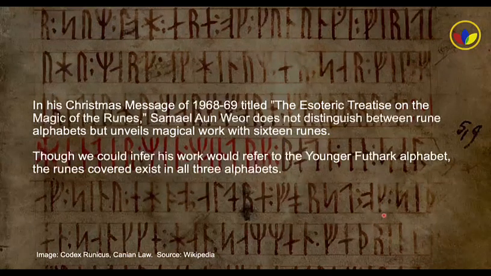So these runic characters, exceedingly powerful in their symbology, in the force that they move, similar to the Hebrew alphabet, where each letter corresponds to numbers and each letter has a deep, profound meaning. So Samael does not distinguish between rune alphabets when he releases his discourse, but he unveils magical work with only 16 runes. Though we could infer that Samael, with only working with 16 runes, may be making a reference to the Younger Futhark. The runes that are covered in his work appear in all 3 alphabets. So that is a wonderful thing.